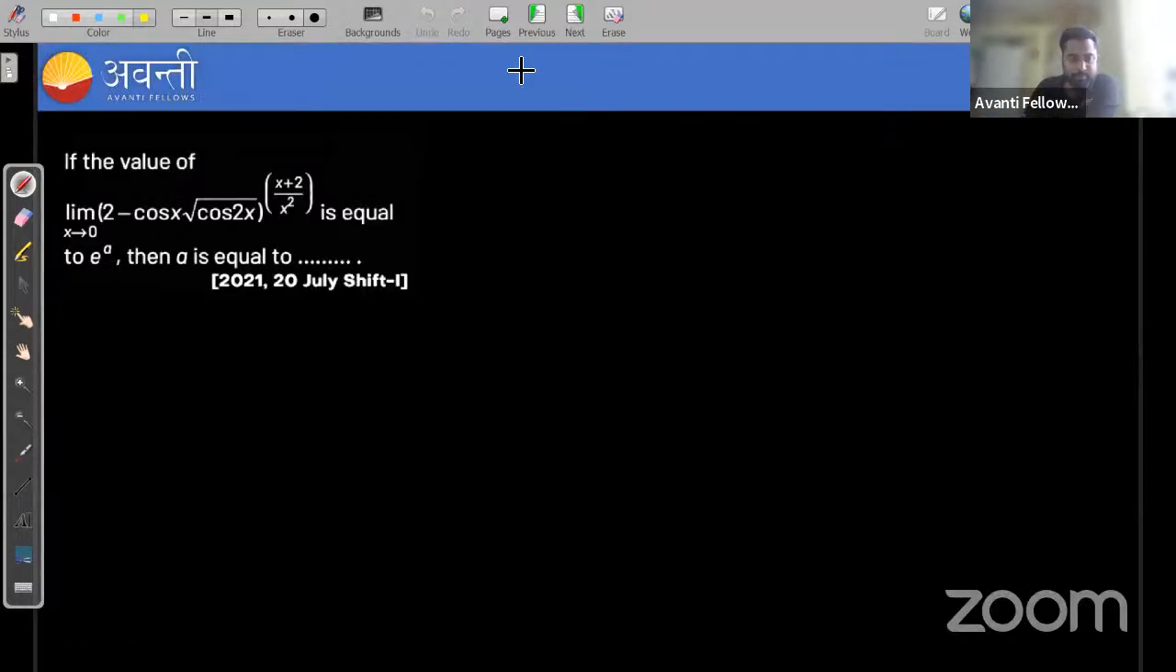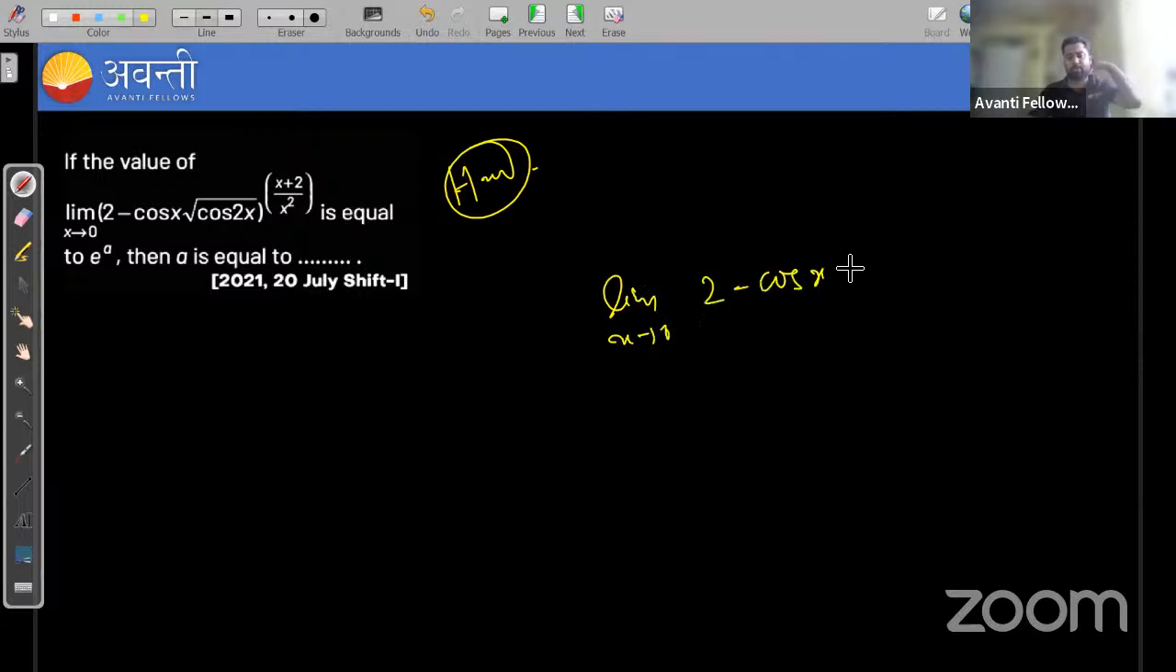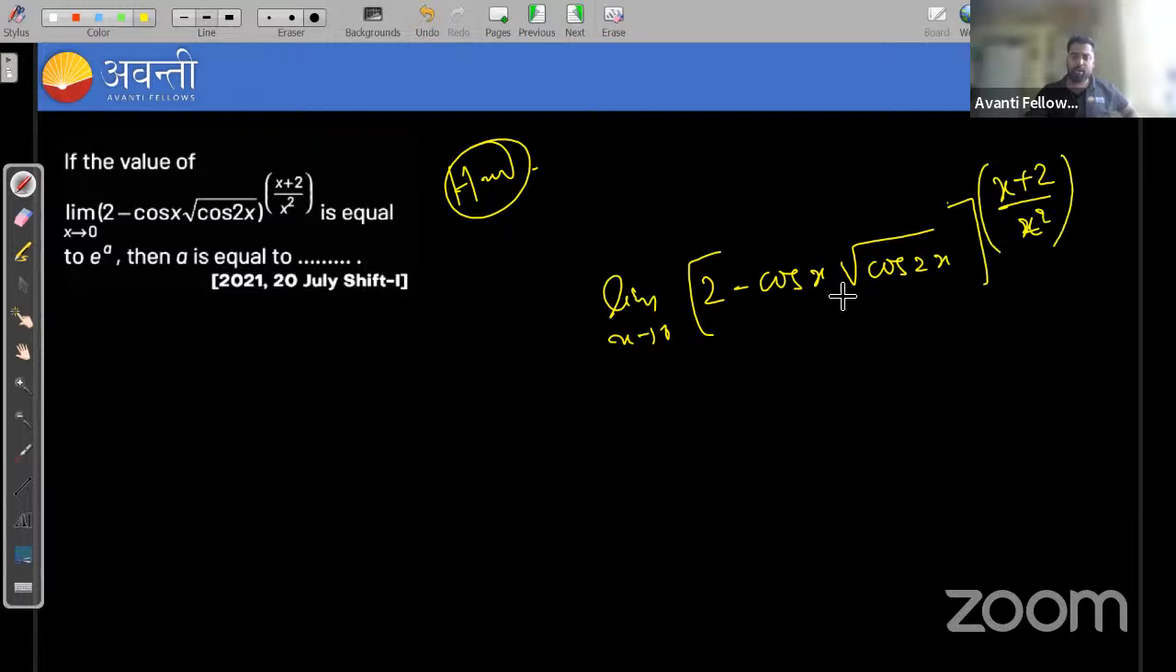See here, this is for your homework. You solve it at your home. The limit as x approaches 0 of (2 minus cos x) over root of cos 2x, whole to the power x plus 2 by x square. If you put the limit, this will be 1, so 2 minus 1 is 1, and the power will be 0 plus 2 upon 0, that is 2 upon 0. So it is 1 to the power infinity form, and you can use the formula here.